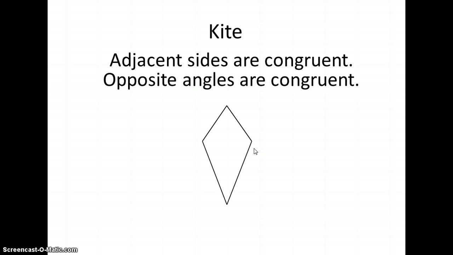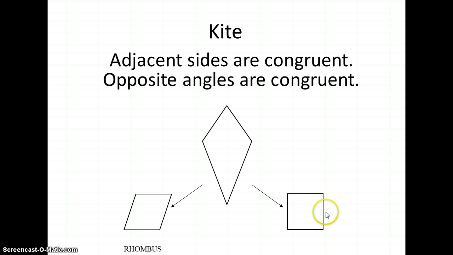Kites are a very special kind of quadrilateral because if we look at the rules or the definition for a kite, a rhombus is a special kind of kite because adjacent sides are congruent and it's got at least one pair of opposite angles that are congruent. A square is also a special kind of kite because adjacent sides are congruent, but it also has a pair of opposite angles that's congruent as well.